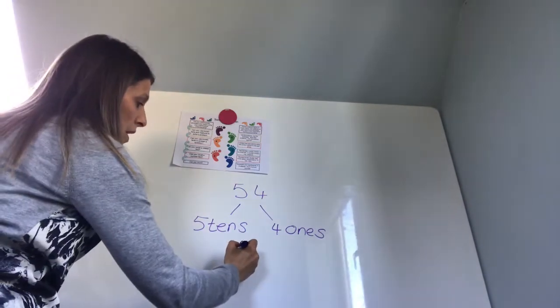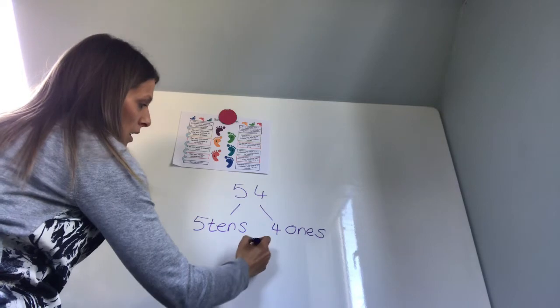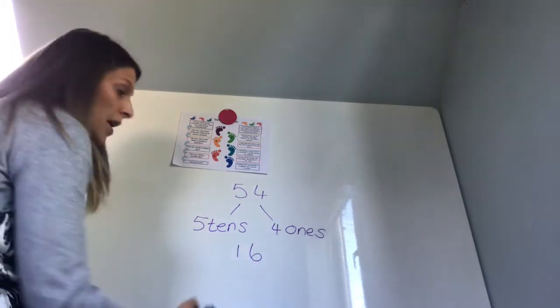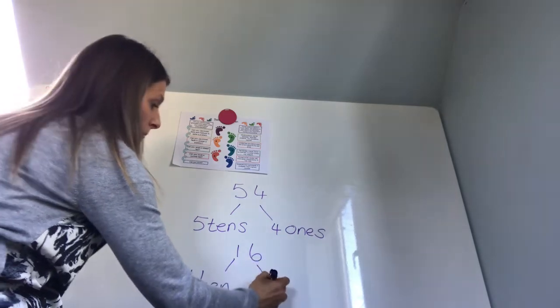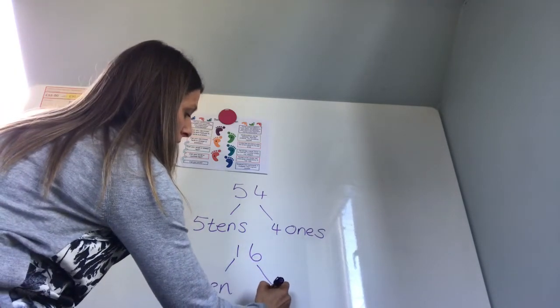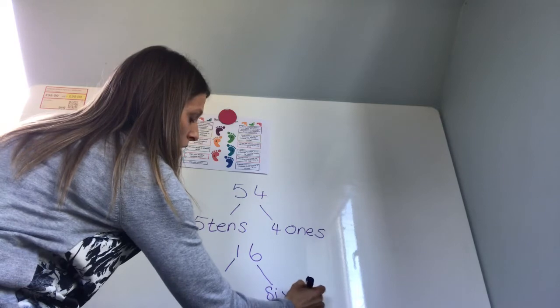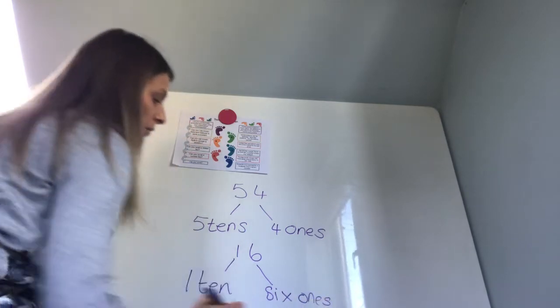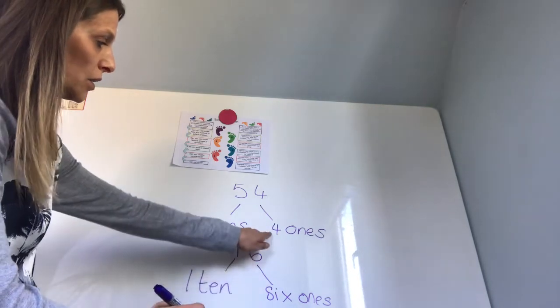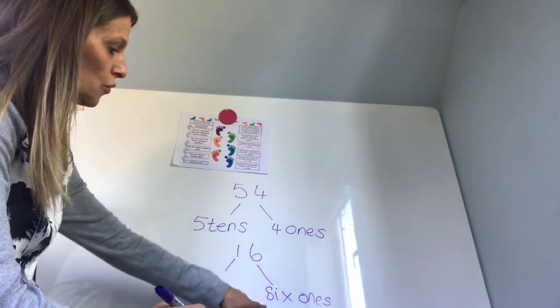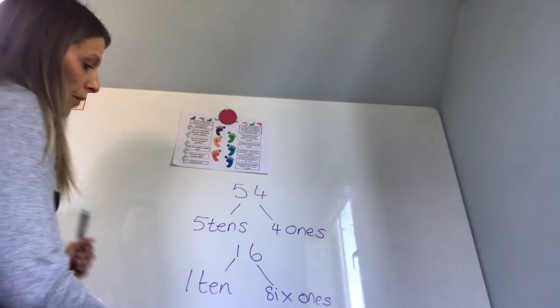So my next number is going to be 16. Okay, I'm going to have 1 10 and 6 1s. Okay, can you see I can either use the number or the word to write these down, so it's up to you.